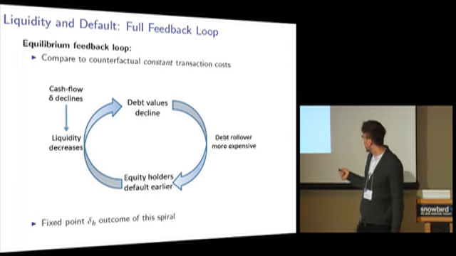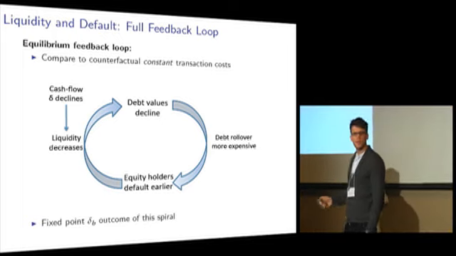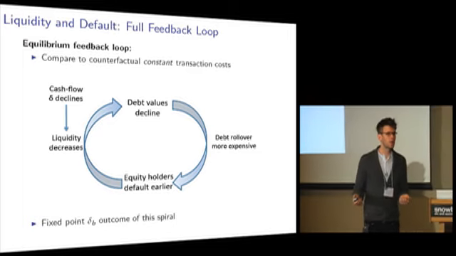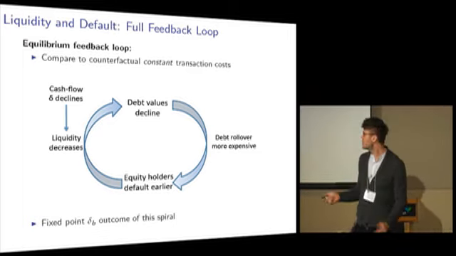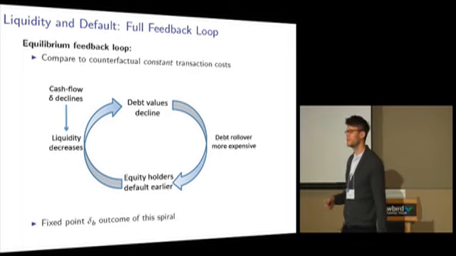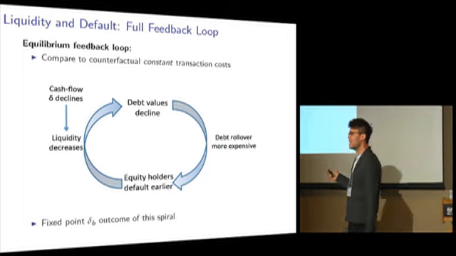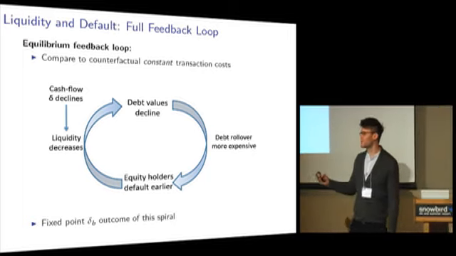That value is now declined. That rollover becomes more expensive for every cash flow state. And now equity holders are going to default earlier. They're going to have higher rollover losses. Bankruptcy boundary shifts, suddenly the company is closer to default, which essentially leads to further liquidity decreases that surprise these guys. Now, of course, this is all just a fixed point, really. And the fixed point is the outcome of this spiral, okay?